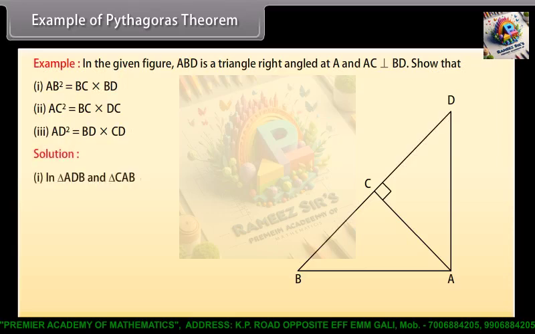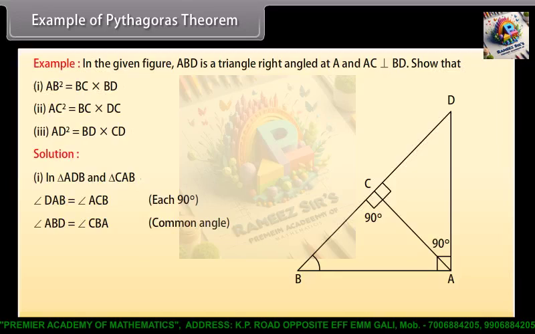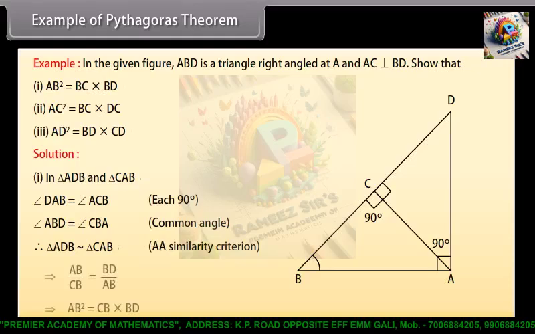Solution. 1. In triangles ADB and CAB, angle DAB equals angle ACB, each of 90 degrees. Angle ABD equals angle CBA, common angle. Therefore, triangle ADB is similar to triangle CAB by the AA similarity criterion, which implies AB square equals CB into BD.